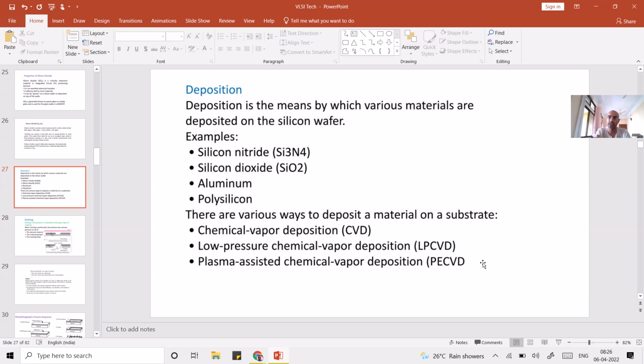And while this settling happens, you also continuously rotate that substrate, so that the deposition is uniform. So these are certain methods for deposition.